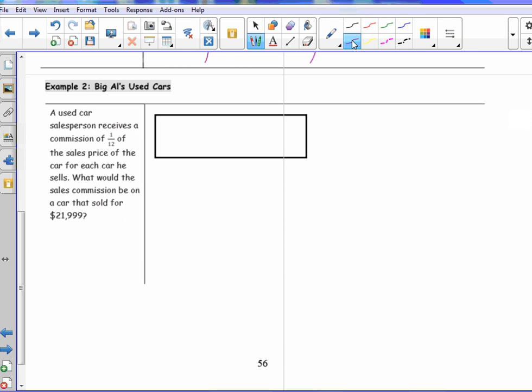And we know that the diagram will represent the entire cost of the car, $21,999. We know that the commission will be 1/12 of the sale price. So we need to take the sale price and figure out what 1/12 would be. So we'll divide this into 12 pieces.